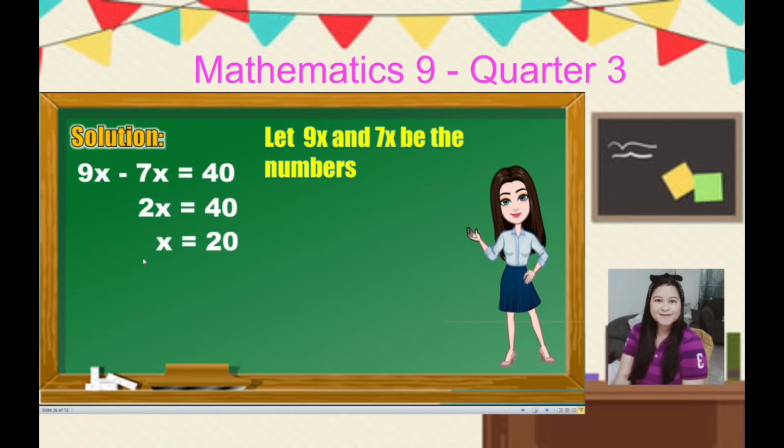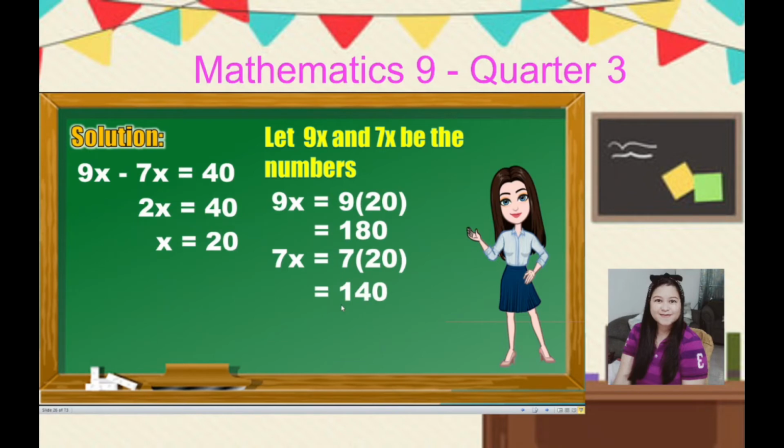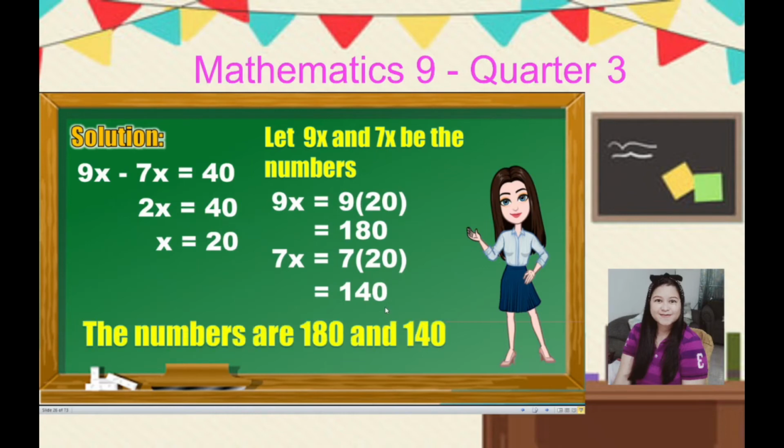So, finding the two numbers, we need to use our representation, 9x and 7x, as our numbers. So, the value of x, which is 20, we are going to substitute with 9x. So, 9 multiplied by 20. So, 9 times 20 is equal to 180. So, the second one is 7x. So, 7x, 7 multiplied by the value of x, which is 20. So, 7 times 20, the answer is 140. So, therefore, the two numbers are 180 and 140. So, you can check whether your solution is correct.